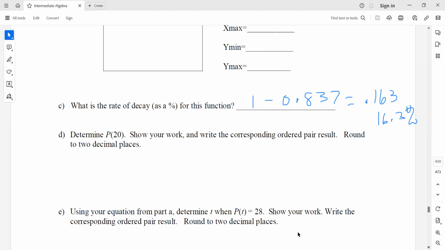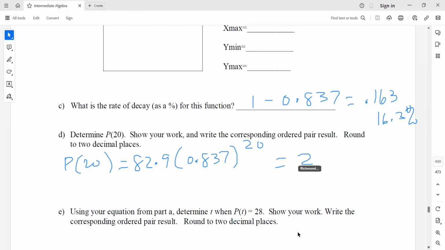Now determine P of 20. Now again, you're going to use your model. So don't go to the table, use your model. So P of 20 is going to be 82.9, 0.837 to the power 20. And that should give us, I think, approximately 2.36, something like that. 2.36. It says round to two decimal places, so that's what we're going to do, 2.36.